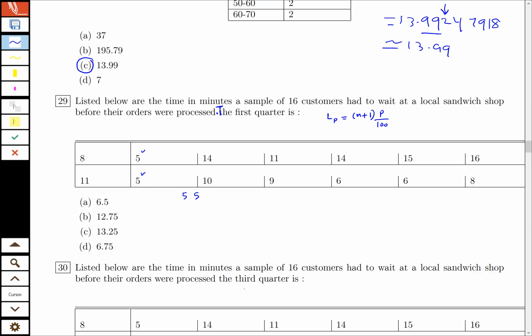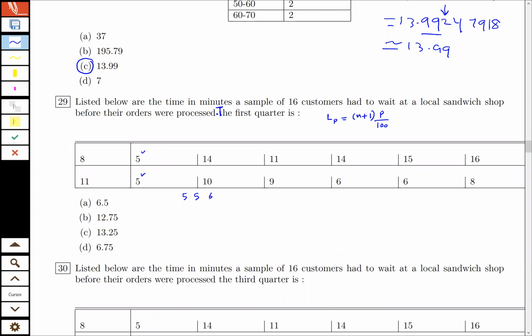We have 5 two times only. Then we have 6 again two times, that is 6 and 6. It seems to me that's all the table. Then we have 8 three times, 8 and 8 and 8. That's 3 times. These here 2, and there will be 1 in the right.